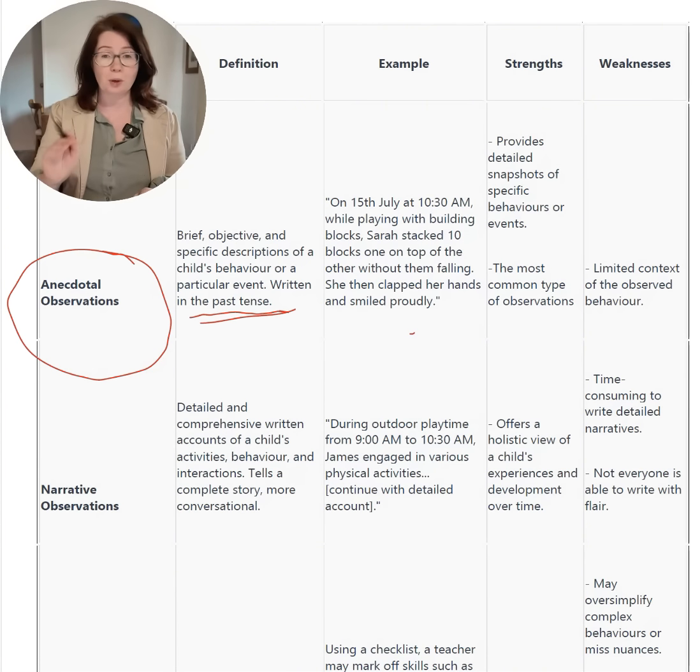For example, you probably will see those ones a lot. On 15th of July at 10:30 a.m., while playing with building blocks, Sarah stacked 10 blocks one on top of the other without them falling. She then clapped her hands and smiled proudly. Typical anecdotal observation.